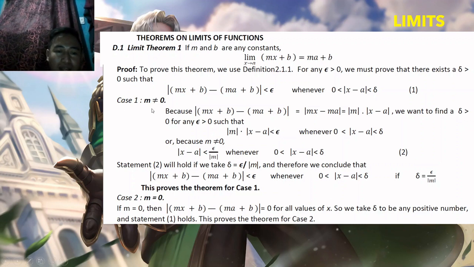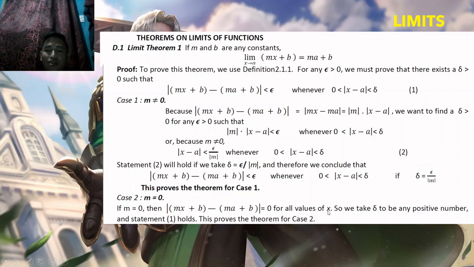Okay class, for case 2, class, case 1 was m not equal to 0, what if m is 0, class? So if m is 0, class, it becomes mx minus ma, and m is 0, so 0 times anything is equal to 0. So since this, class, is equal to 0, okay, right? It is less than any epsilon, class, no? And this is greater than or equal to 0. That is what we want here, class. Less than epsilon, because if it is a positive number, epsilon should be larger. So here, class, since it is already 0.